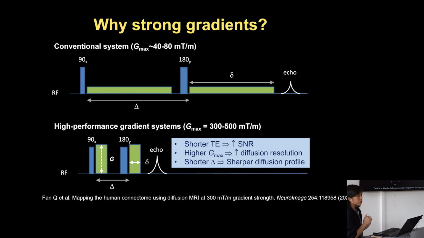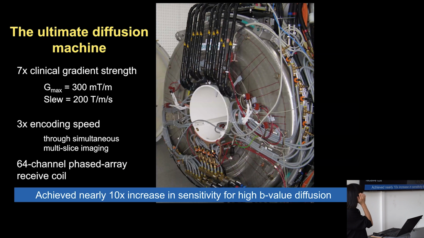The third benefit of these strong gradients is that you can achieve shorter effective diffusion times, and that allows you to get a sharper definition of the diffusion probability density function and essentially resolve, say, shallower fiber crossings, more complex fiber configurations. This third reason was really the major driver for our original human connectome scanner, the one that we built through the Human Connectome Project to map all the major white matter fiber pathways in the brain. This was our original connectome MRI scanner. It's a 3 Tesla MRI scanner with a very strong whole body gradient built into the bore.